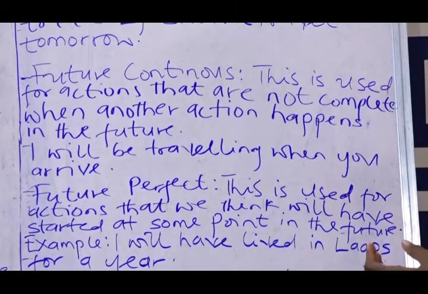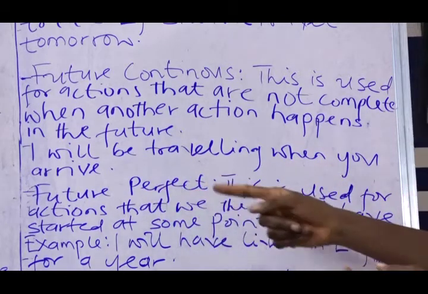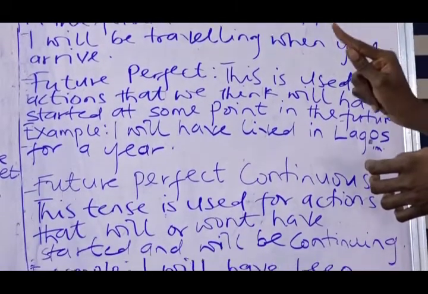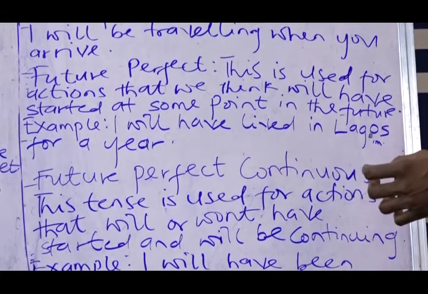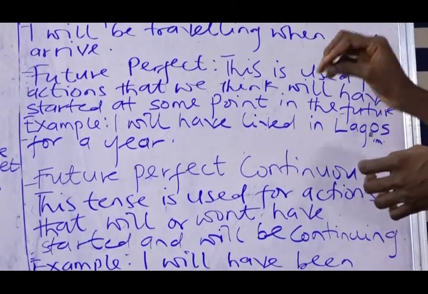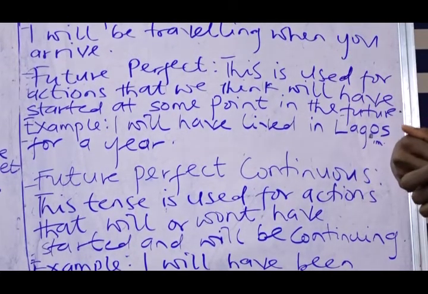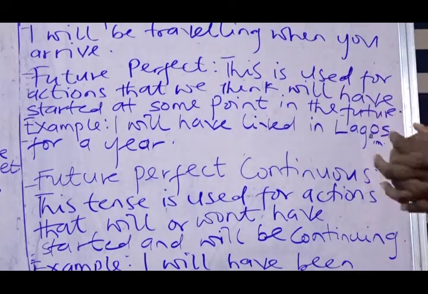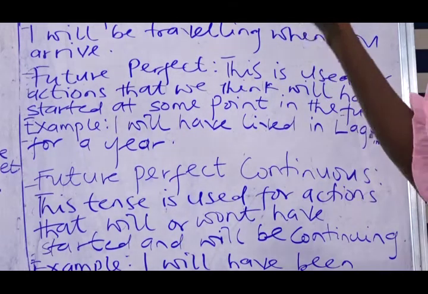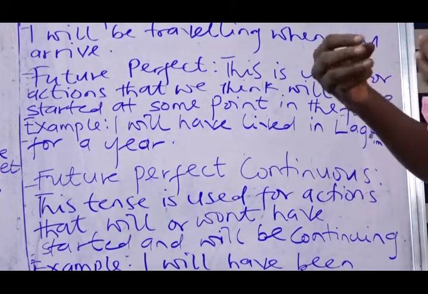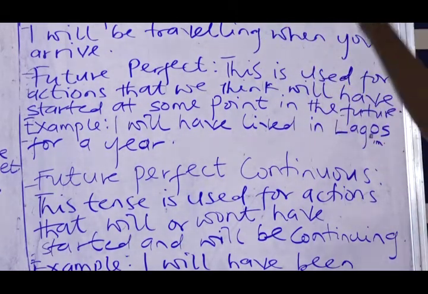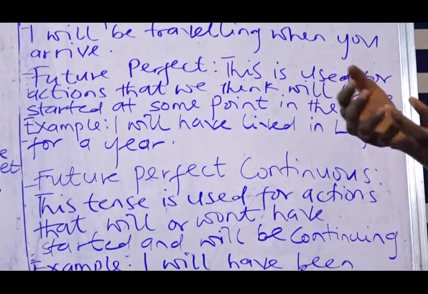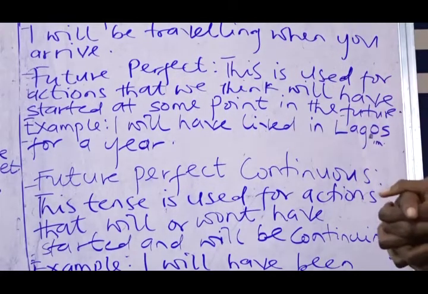Now, we move over to the future perfect tense. This is used for actions that we think will have started at some point in the future. Now, this tense is great for imagination. When you want to think about your future, you're thinking about things that would have started at some point in the future. You can say, I will have graduated.